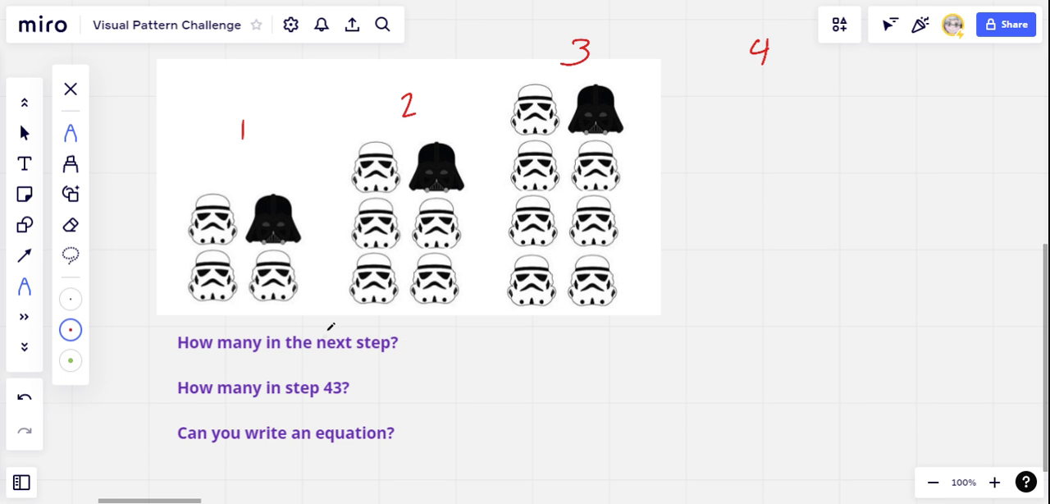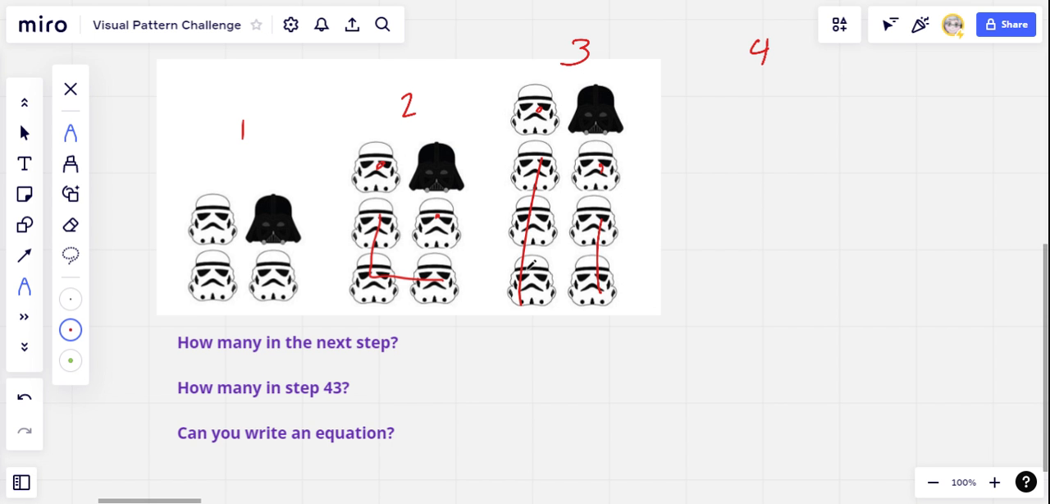All right, so what's going on in this pattern? Looks like there's one Darth Vader in every single step. So that seems to remain constant, but the number of plain old stormtroopers is growing a little bit. Let's see, there are 3 here, so I'm gonna just block off 3. Looks like we added 2 in this step. And then there are 5 here, so let's block off 5. And then we added 2 more in this step.